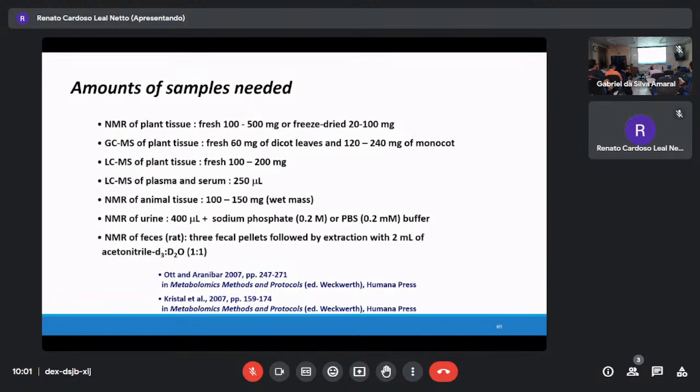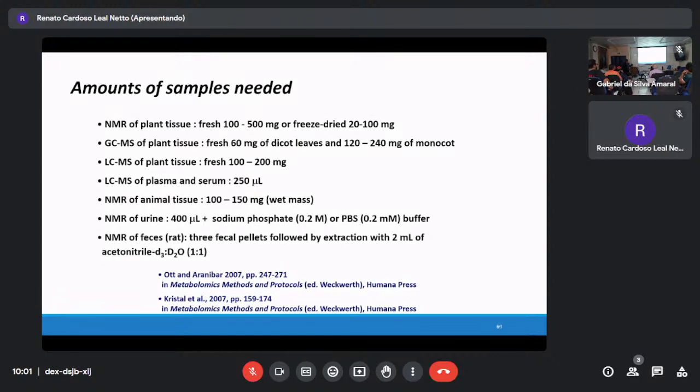And the amount of samples. Now we have several methods. How much do we need? For GCMS, 60 milligram per sample, then more or less 6 milligrams dry. But it really depends. Sometimes 20 milligrams, sometimes 10 milligrams, but more or less this. And LCMS is around 100 to 200 milligrams, which is around 10 to 20 milligrams in dry weight, more or less equivalent.